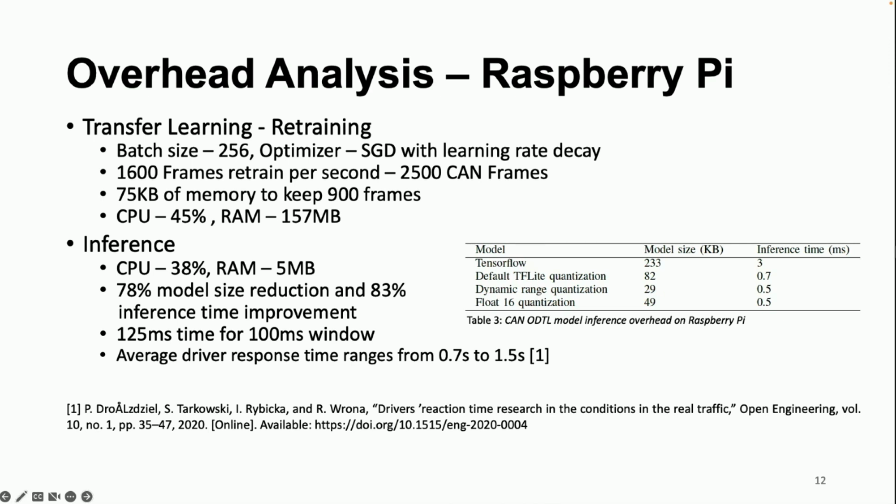For the inference, we used 4 models: the TensorFlow implementation and TensorFlow Lite conversions with quantization. That is just to reduce the inference and retraining time. Float 16 quantization achieves the same level of accuracy as the original TensorFlow model with 78% model size reduction and 83% inference time improvement. We considered a 100 millisecond window as our observation window, and it takes around 125 milliseconds to give the prediction. Usually, based on the literature, average driver response time ranges from 0.7 seconds to 1.5 seconds. Therefore, our model is capable of detecting these attacks within a small fraction of driver reaction time.